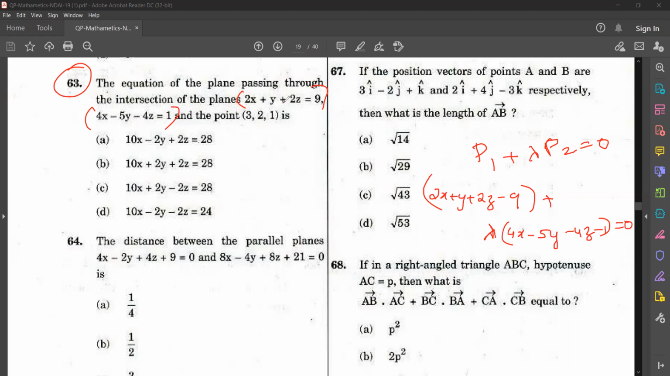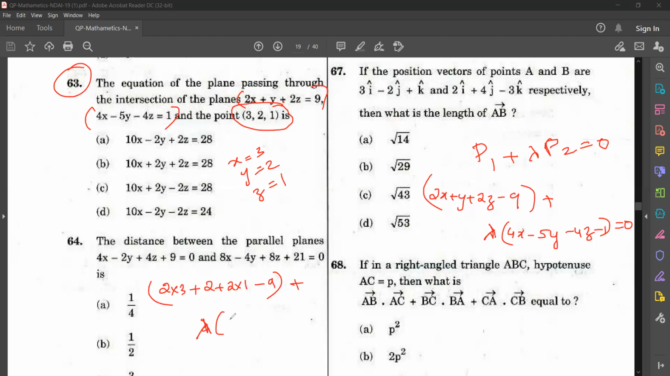For that only they have given the point through which this plane passes. This plane passes through 3, 2, 1. That means x can take value 3, y can take value 2, z can take value 1. So substitute that here. I'm writing the remaining portion here. 2 into 3 plus y is 2 plus 2 into z is 1 minus 9 plus, I'm substituting over here.